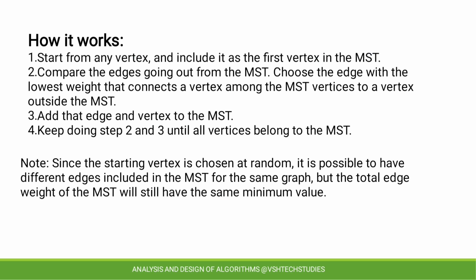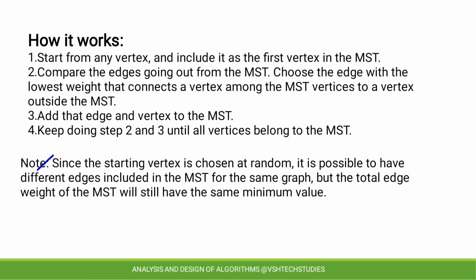In the second step, compare the edges going out from the MST. Means whatever vertices are present in the MST list, from them we'll have to compare which edges are going out. Choose the edge with the lowest weight that connects a vertex among the MST vertices to a vertex outside the MST. Add that edge and vertex to the MST. Keep doing steps 2 and 3 until all vertices belong to the MST. So all these steps we can understand when we solve a problem.